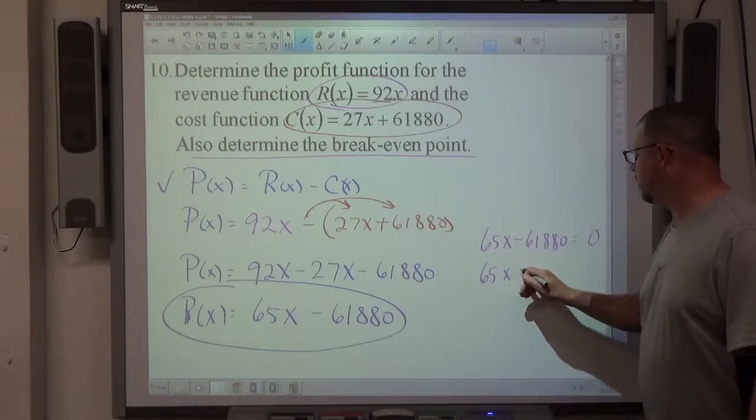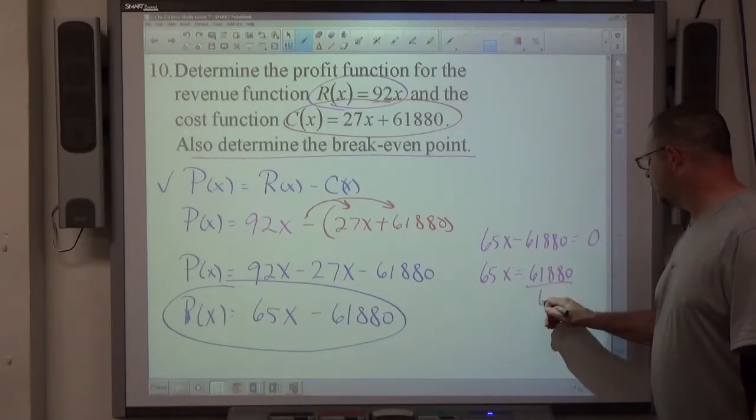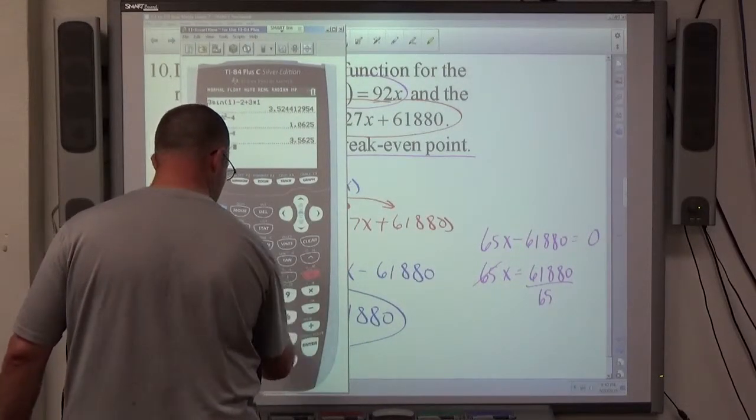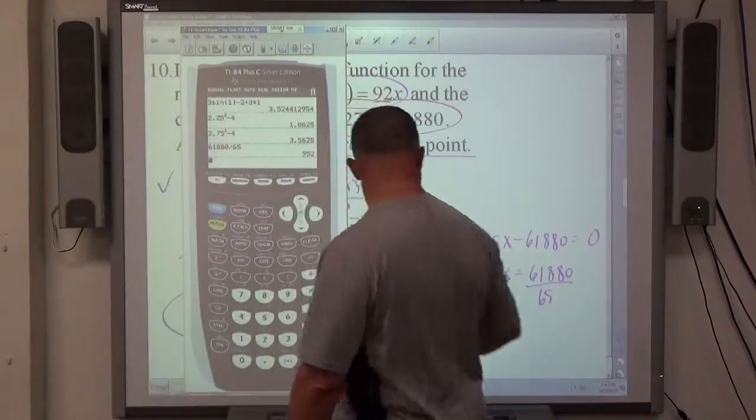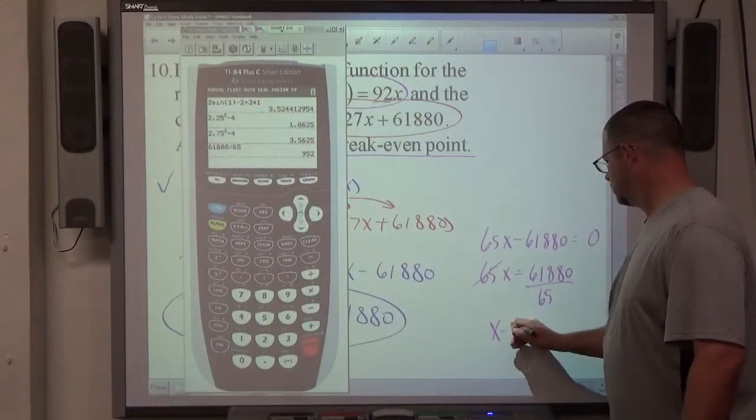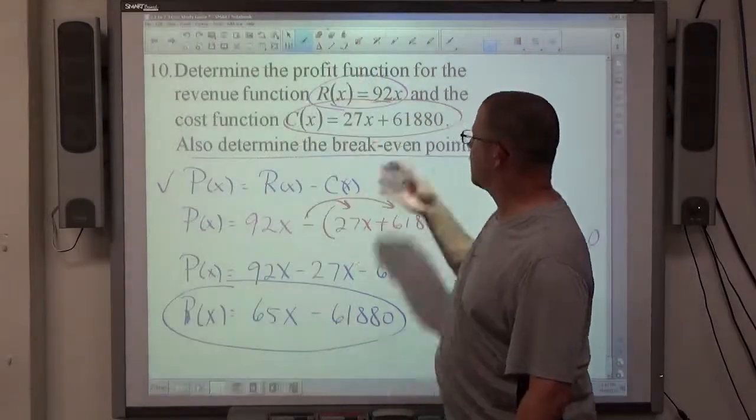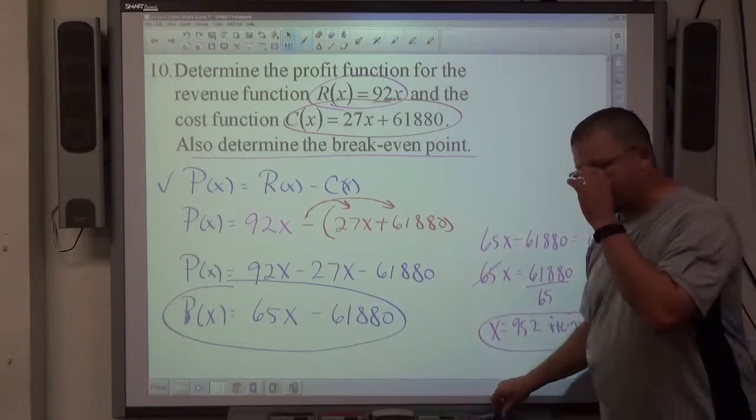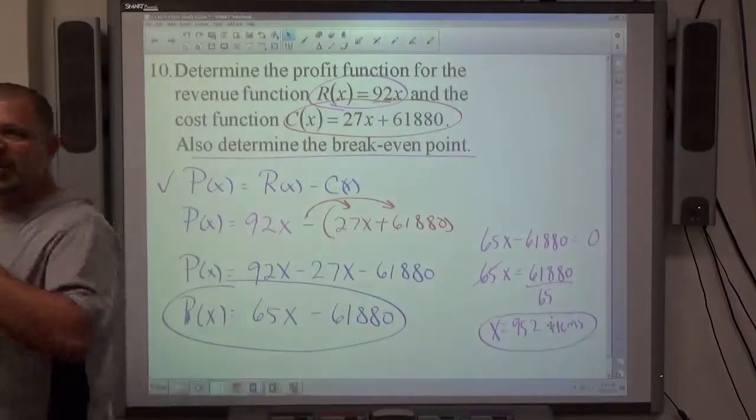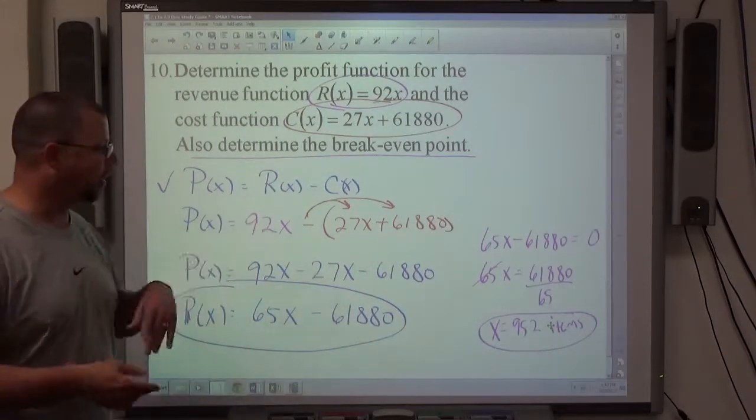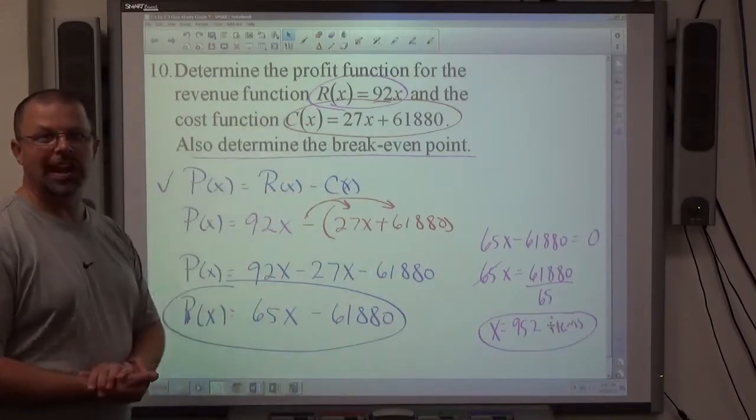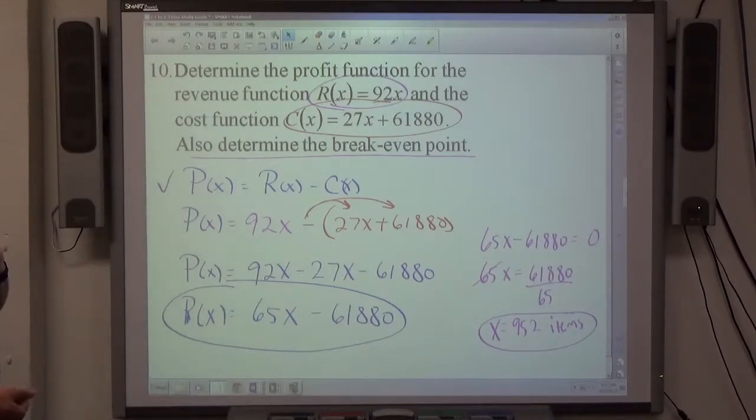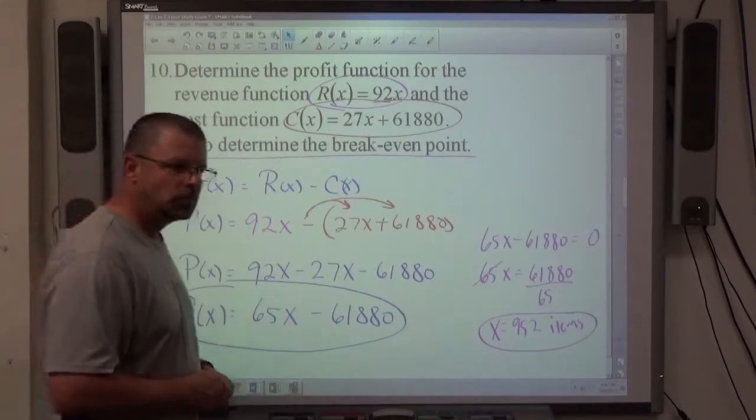So 65x equals 61,880. Divide by 65. That comes out to 952. And 952, it doesn't give us any type of unit, so maybe items. If it was more of a word problem, it might have talked about, we're making swing sets, and how many swing sets do we have to build before we break even, something like that. Or, 92x, we're selling things for $92, so whatever that would be. But anyway, keep that in mind. That's what the problem will look like. You should be able to handle that pretty easily. Linear stuff, it's not too challenging at this point.